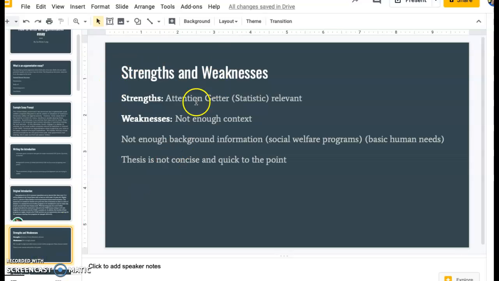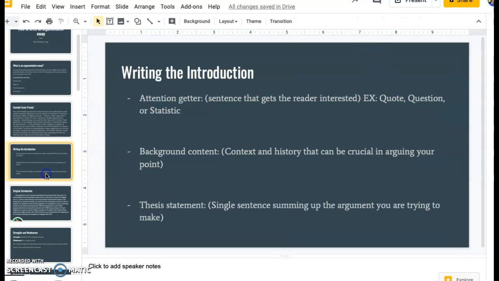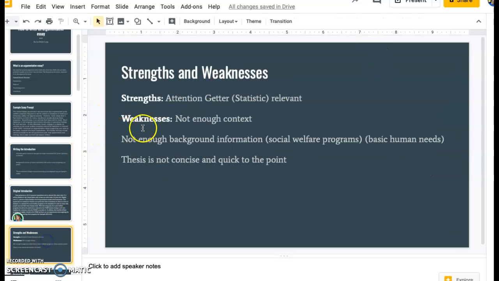Alright, so let's go into the strengths and weaknesses of this paragraph. Basically, the only strength that I find here is the attention getter, because it shows a statistic, which is right here, that's relevant to your point and argument. So that's fine, but there's a lot of weaknesses. There's not enough background information to support your argument made in your thesis or your point.